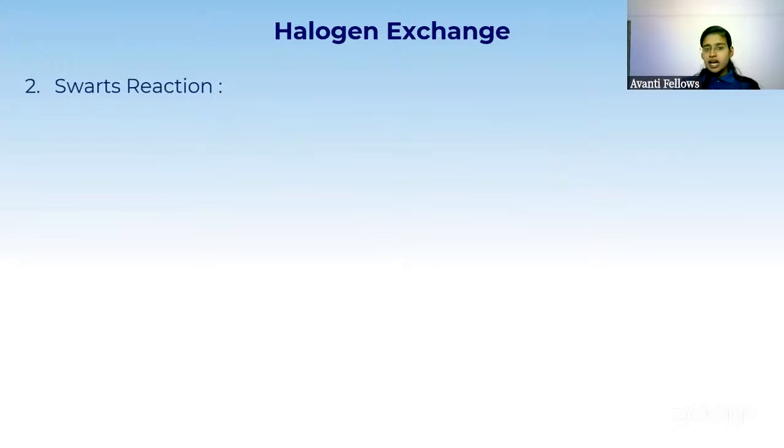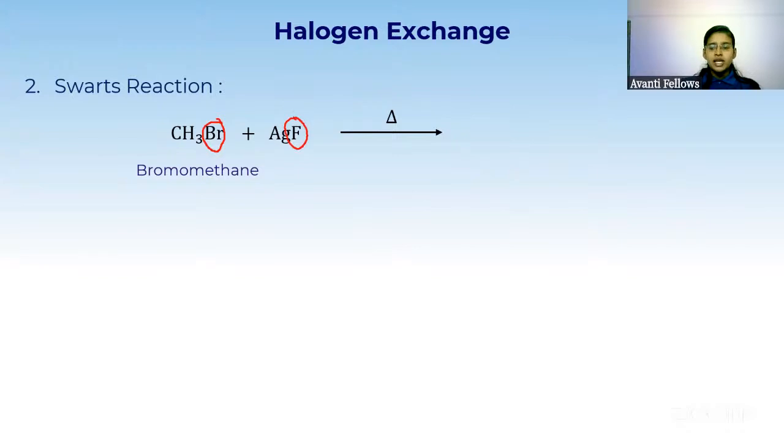Now let's go for the second type of reaction, which is called the Swarts reaction. Here also we take a haloalkane with chlorine or bromine as the halogen, and it is treated with a fluorine-containing source. Mainly here it is silver fluoride, AgF, and we have to heat it. So the bromine will be exchanged by fluorine. What will be the product? It is CH3F and AgBr. So the fluoroalkane is prepared.